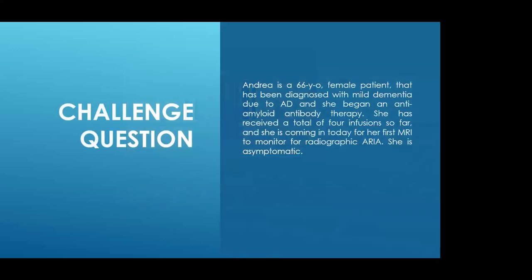All right. So we'll do another challenge question. This is a 66-year-old female patient that has been diagnosed with mild dementia. This is due to Alzheimer's disease, and she began an anti-amyloid therapy. She has received a total of 4 infusions by now, and she's coming today because she will receive the first MRI. So this is just to monitor for any ARIA, asymptomatic ARIA, because she's going to be completely asymptomatic at the time she's going to get that.